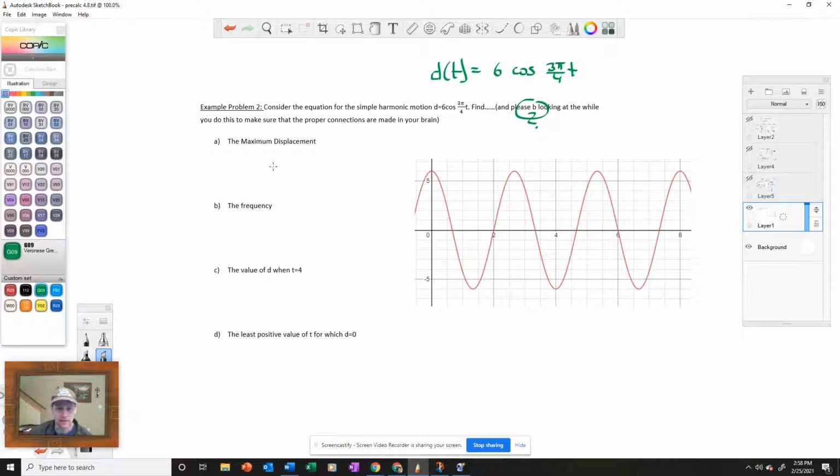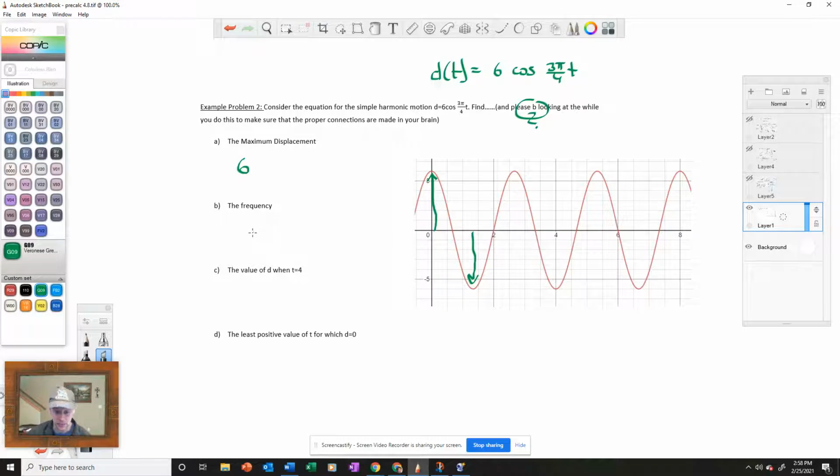All right, so it's asking you for the maximum displacement. So the maximum displacement is this distance here, the distance from equilibrium to either the top or the bottom. So that's easy. Your maximum displacement is 6. It doesn't give us units, so 6 units of whatever it is. Science teachers would be furious if I didn't put units. Don't tell the science teacher that I didn't put units on this.